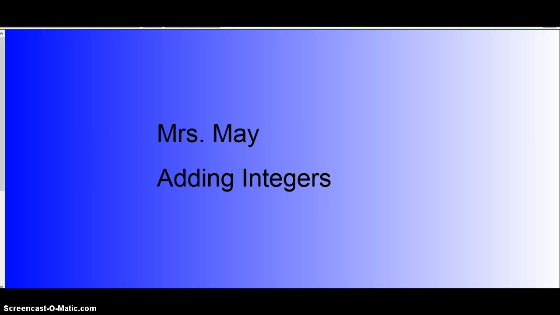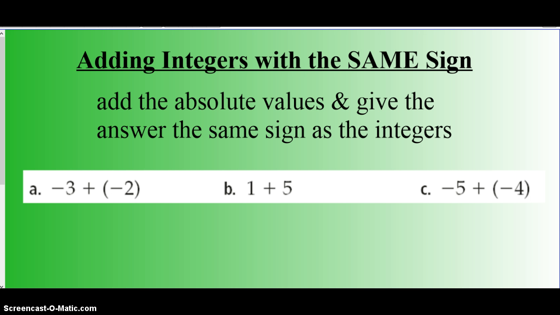We are going to do a quick lesson on how to add integers today. Adding integers with the same sign is really quite easy because if you look at problem A, we've got a -3 plus a -2. We are going to add them as if they have the absolute value of 3 and 2. Then we're going to give that answer the same sign as the integers.